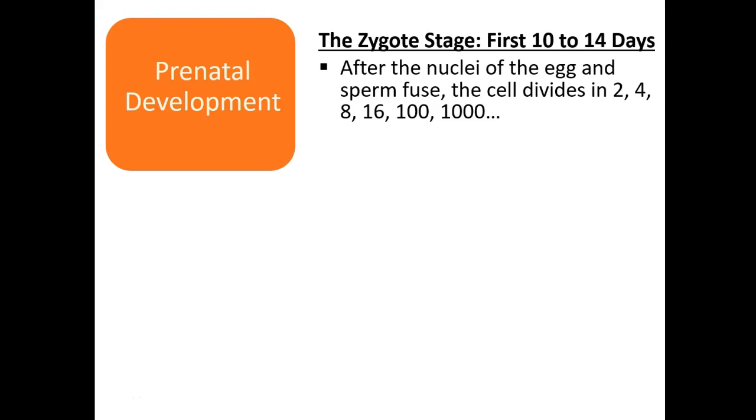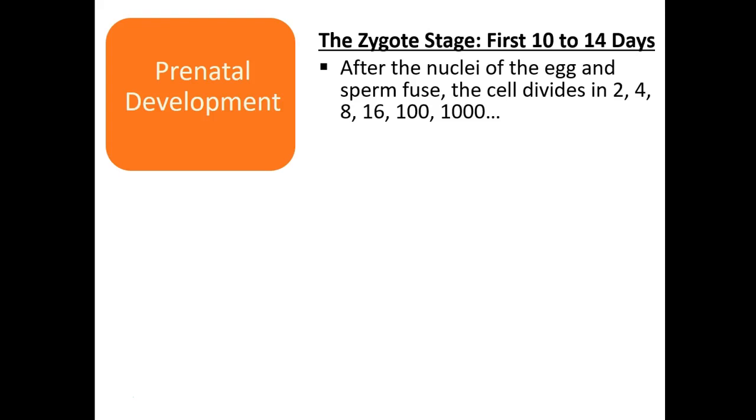The zygote doesn't get any bigger. Every time there's a split, the cells are half as big as before. So the zygote is not just floating and doing nothing, but is doing a lot of work. Now, just a couple comments here.